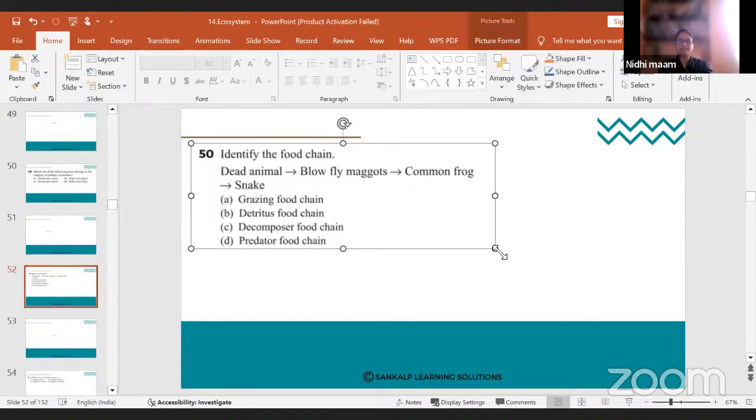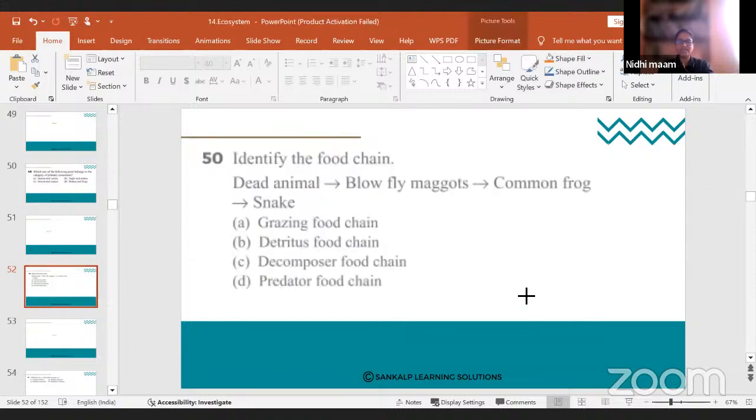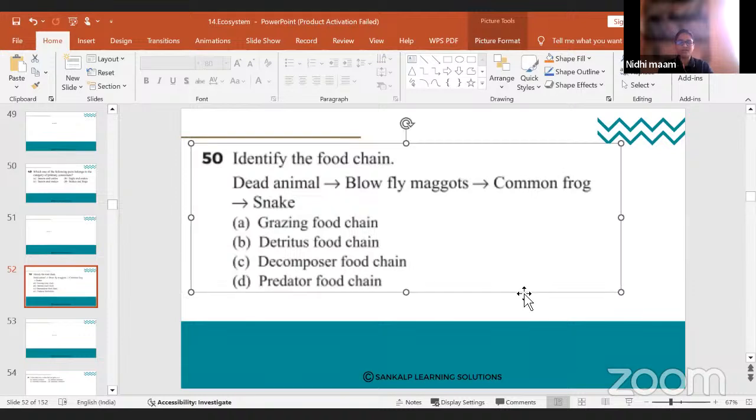Identify the food chain. Dead animal, blowfly, maggots, common frog, snake. So which food chain does it implicate? Grazing food chain, detritus food chain, decomposer food chain, predator food chain?